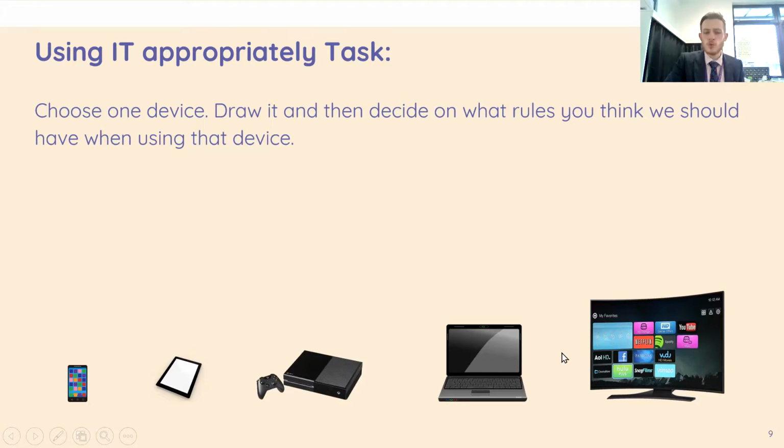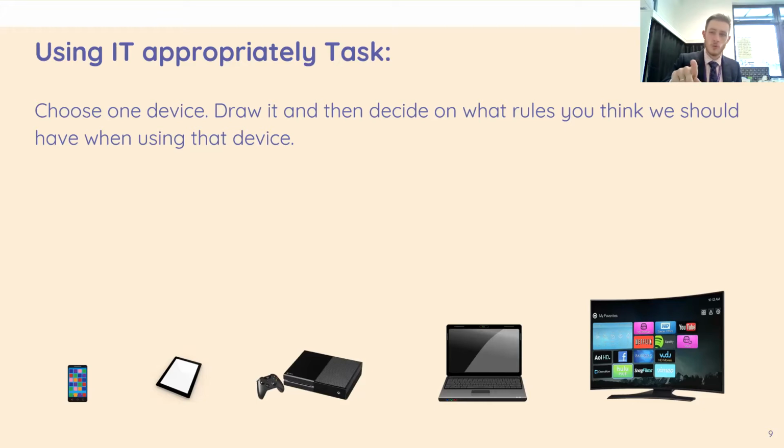Now, I want you to choose one of those devices. I want you to draw it, and I want you to make some rules about what you think we should have when using that device. So my rule might be, with my laptop, I make sure that I don't go on any games that are not appropriate for me. I make sure that I've got my keyboard locked so nobody can go on and take anything or delete anything. I make sure that only I know my password. I don't share my password with anybody else. Those were some of the rules that I keep to make sure that I'm safe with my laptop.